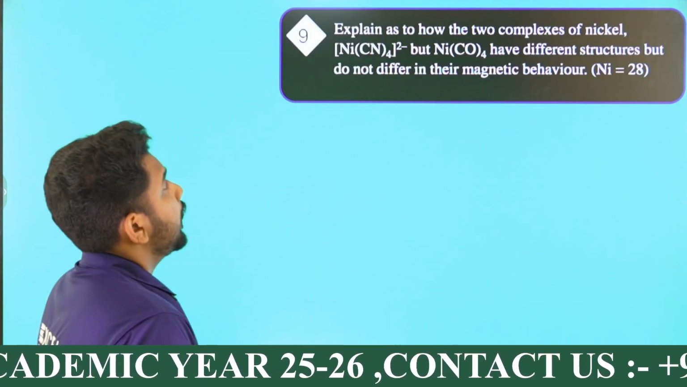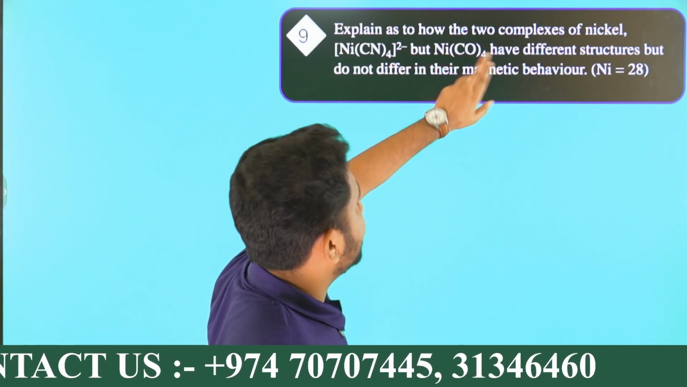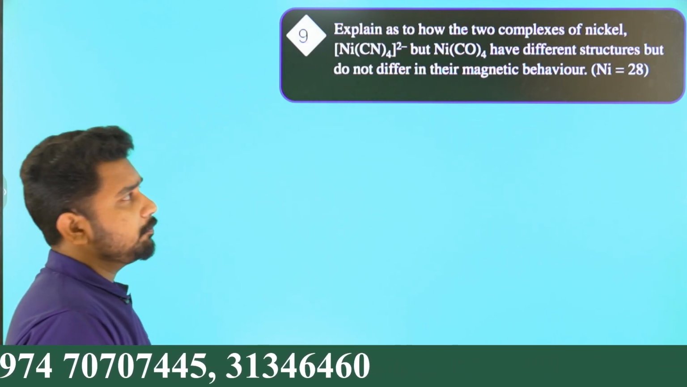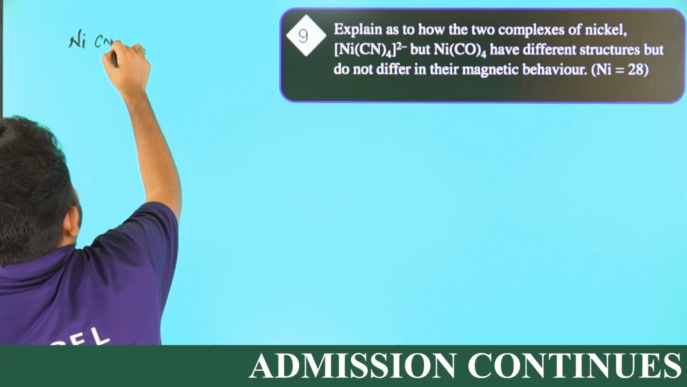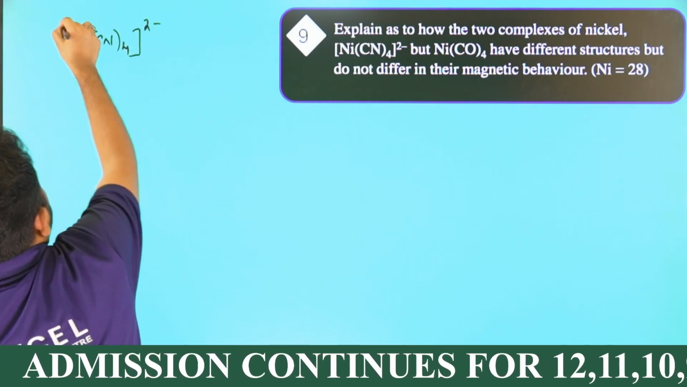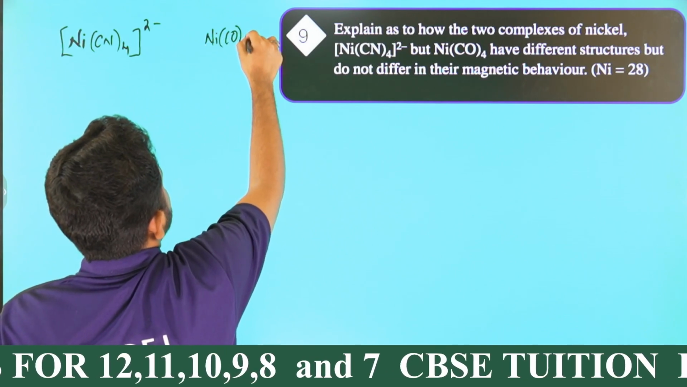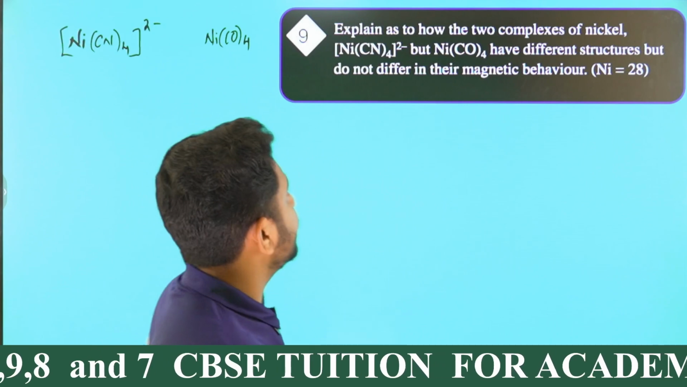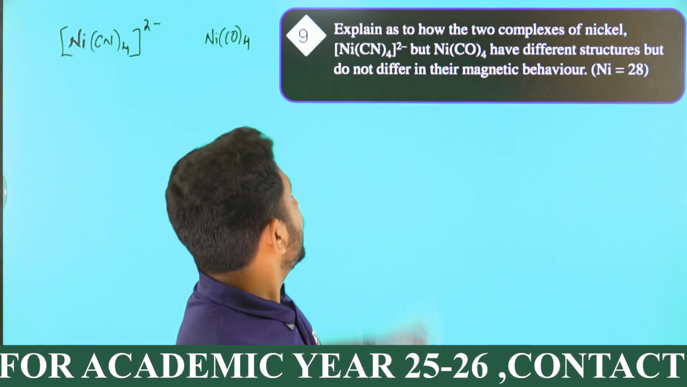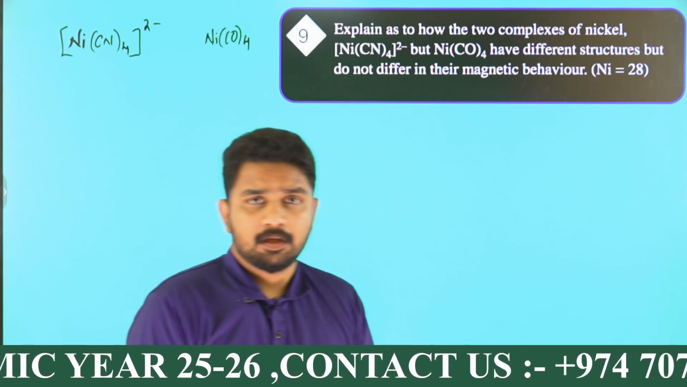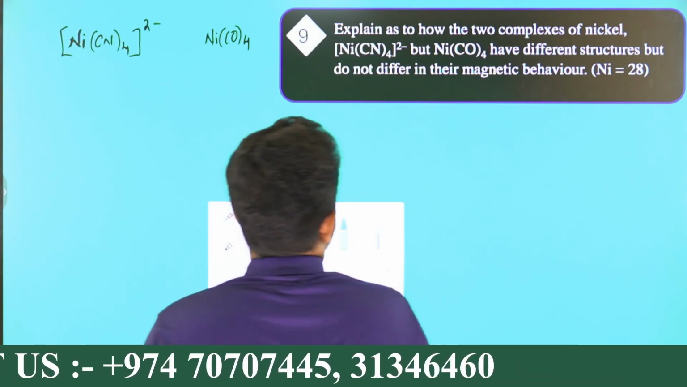And the next question: explain how the two complexes of nickel have different structures but do not differ in their magnetic behavior. The given compounds are nickel CN 4 times, 2 minus, and the second one is nickel CO 4 times, nickel tetracarbonyl. These are two different coordination compounds of nickel, and they are having different structures but do not differ in their magnetic behavior. It can be a give reason question.